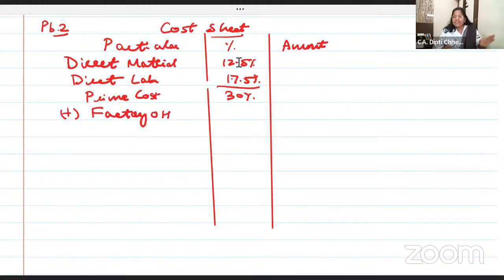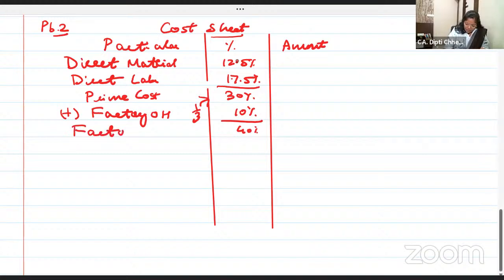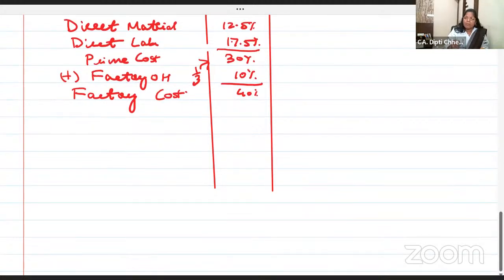My left hand is on the question where the question is given, and with the right hand I am writing. If you are lefty, you use the left hand for the pen. But keep one hand on the question paper so that you are not losing track. Factory overhead is 1/3 of the prime cost. So 1/3 is 10%. So what is the factory cost or the works cost? 40%. So pretty simple problem.